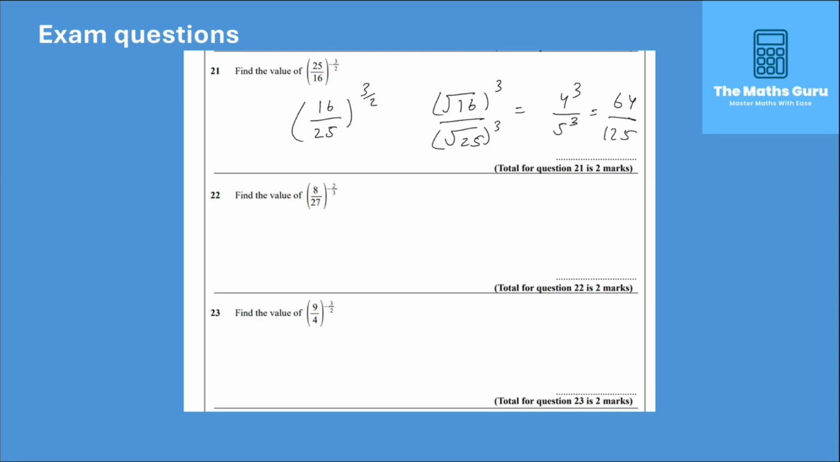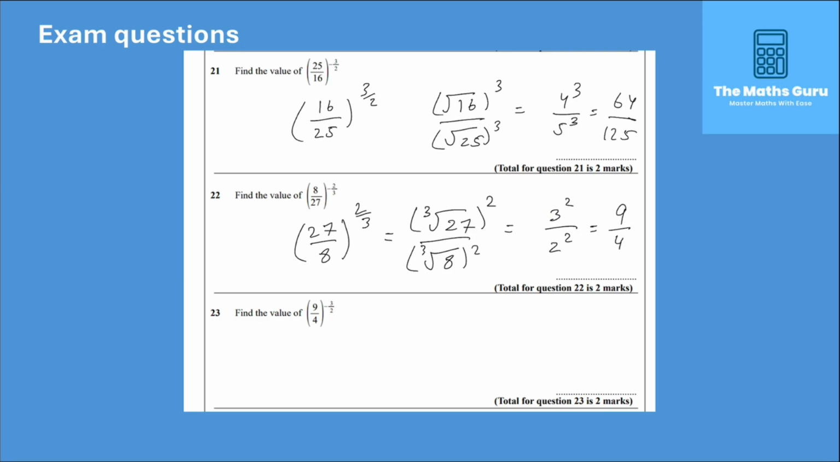Okay, now looking at question number 2, we have 8 over 27 to the negative 2/3. Once again, to get rid of the minus, we flip the fraction to get 27 over 8 to the power of 2/3, and then this is going to be the cube root of 27 over the cube root of 8, and we have to square both of them looking at the numerator. The cube root of 27 is 3, so 3 squared, over the cube root of 8 is 2, so 2 squared. This will be 9 over 4, and that is our final answer.